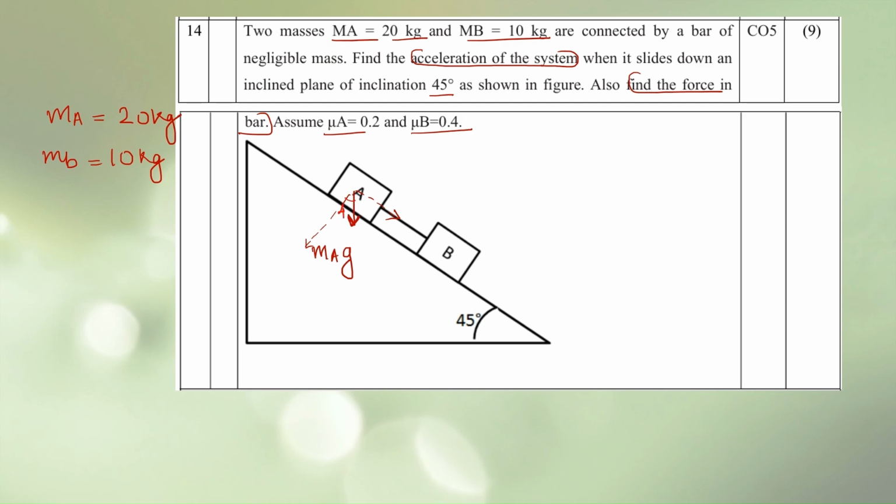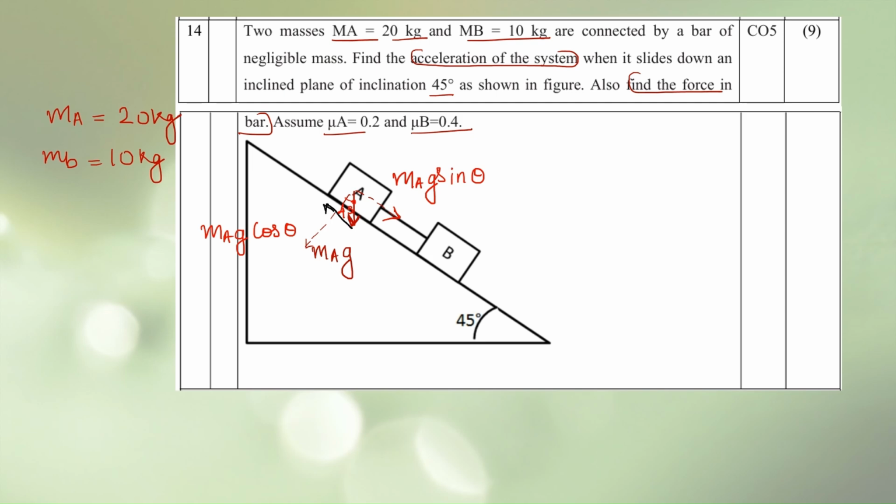And this angle I am taking as 45 degree. If this is 45 degree, I can write my horizontal component of mass MA as MA into G into sine theta, or sine 45. Okay, and I am writing it as theta right now, and the vertical component is MA into G into cos theta. And here we are having a frictional force which is acting in the opposite direction of motion.